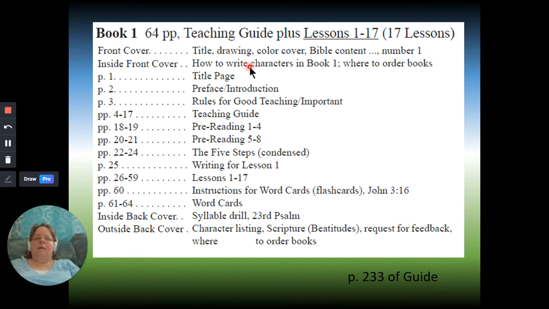So here's book 1 for the syllabary primers. So we do 17 lessons, and then we also include the same things as in the alphabet primers: title page, preface, rules for good teaching, teaching guide, pre-reading, the 5 steps condensed, writing for lesson 1. And then we have our created lessons 1 to 17. And then we still include our word cards and some other Bible stories. You can find these listed on page 233 of your guide in Appendix E.